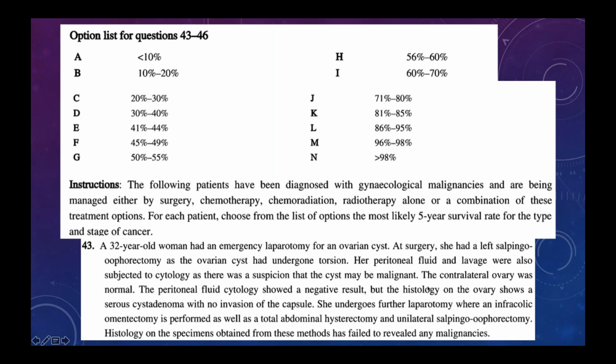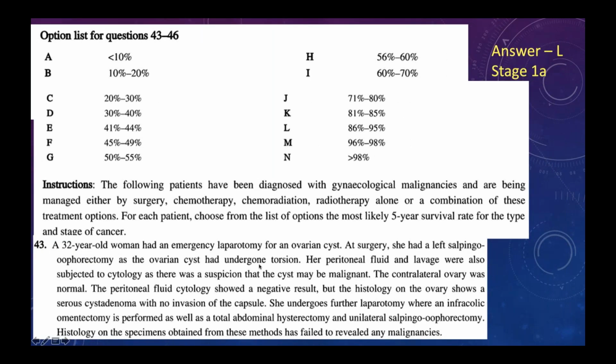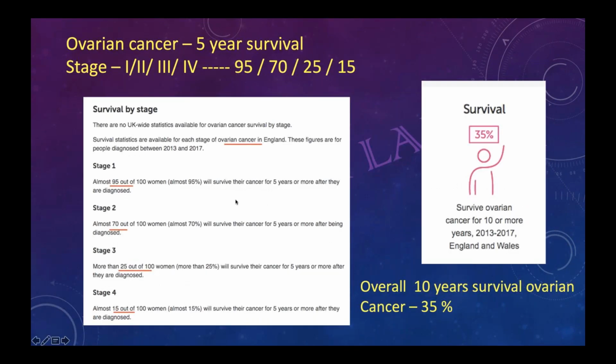So this patient, she has got one cyst. Contralateral ovary is normal, no invasion of capsule. So one side and no invasion of capsule. So what is the stage? 1A. 1A is the stage. And what is the survival for 1A? If you don't know, it should be around more than 80%, I guess.